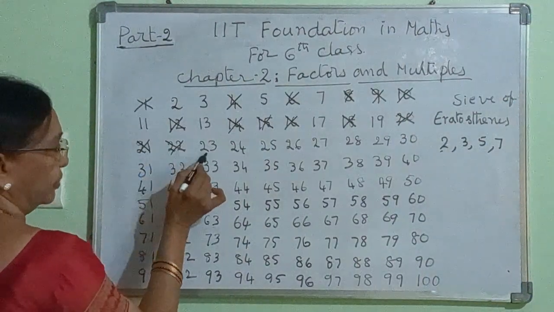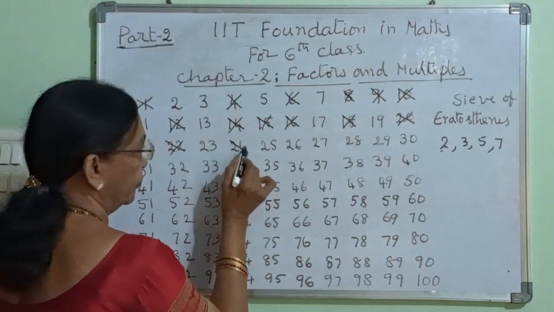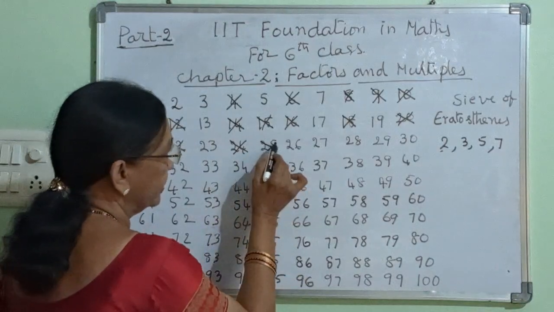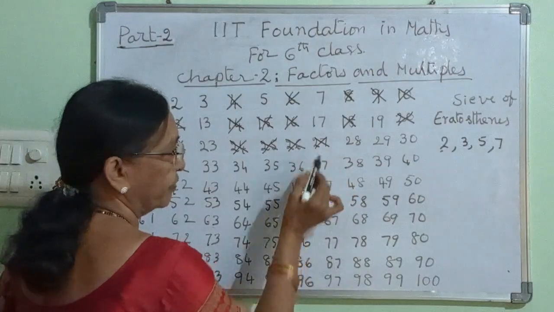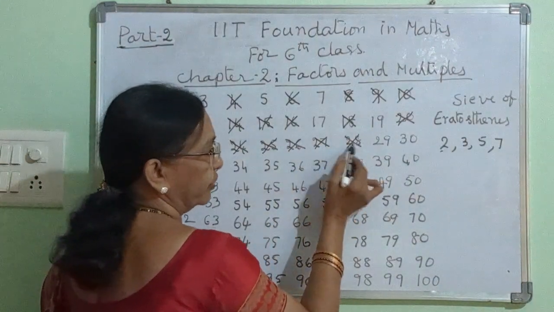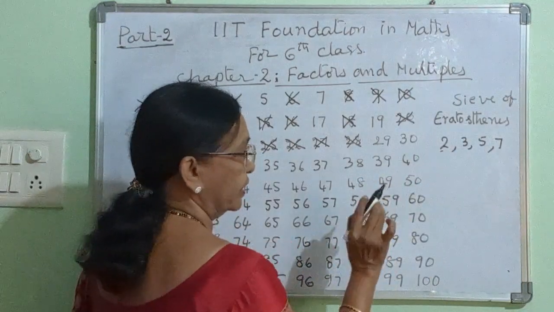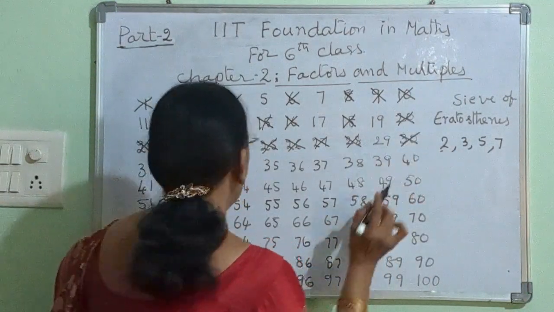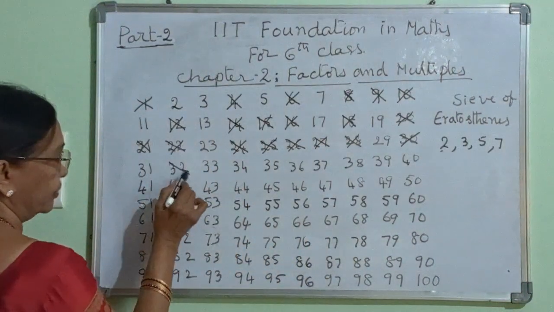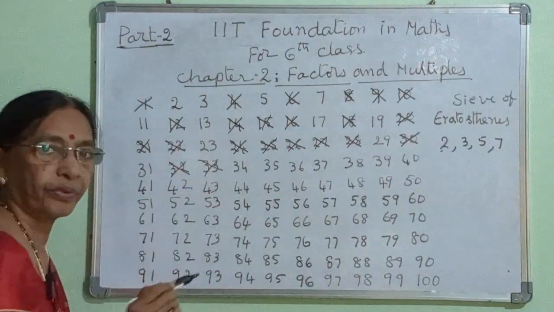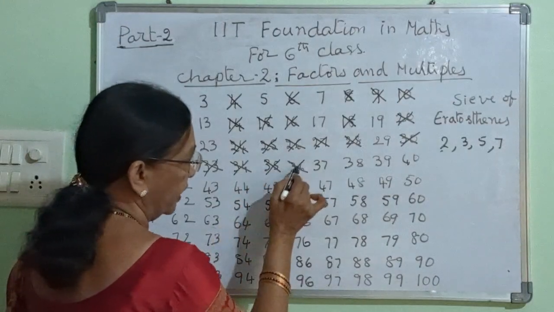22 is a multiple of 2. 23 is not a multiple of any of the four numbers. 24 is a multiple of 2. 25 is a multiple of 5. 26 is a multiple of 2. 27 is a multiple of 3. 28 is a multiple of 2. 29 is not a multiple of any of these four numbers. 30 is a multiple of 3. 31 is not a multiple of any of the four numbers. 32 is a multiple of 2. 33 is a multiple of 3. 34 is a multiple of 2. 35 is a multiple of 5, 36 a multiple of 2.